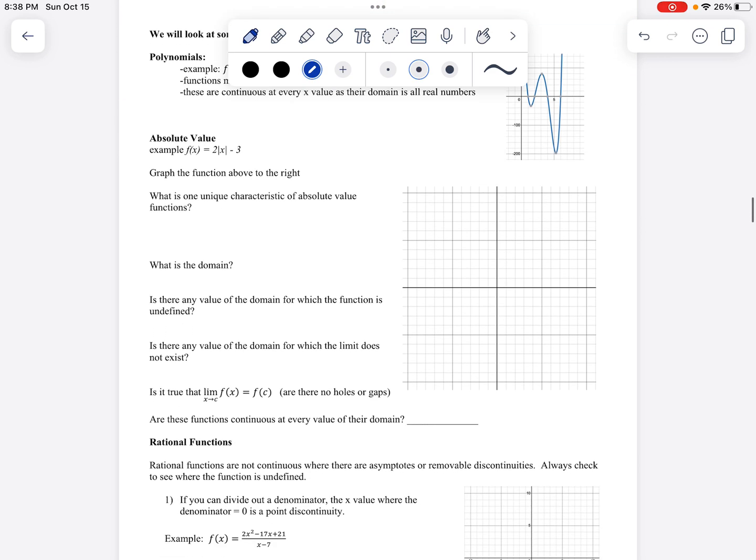The second one that confuses people, which way I put it, is the absolute value function. So remember, the basic absolute value function looks like this. That's just y is the absolute value of x. The one here is a transformation. It drops by 3 and it's stretched by 2.